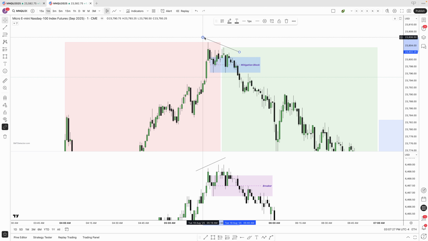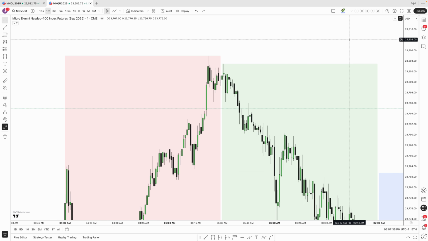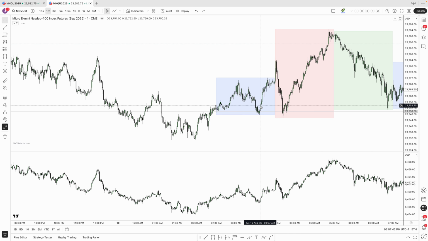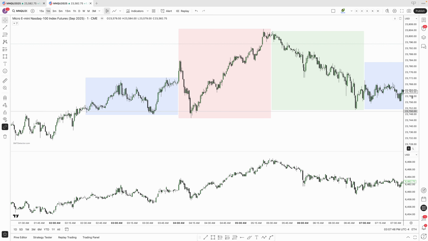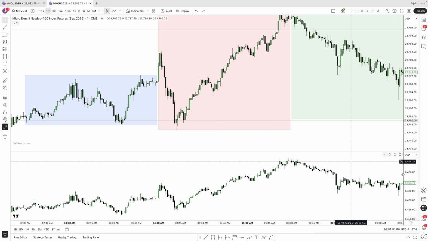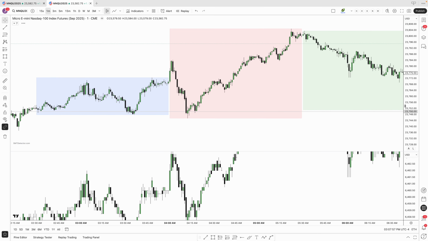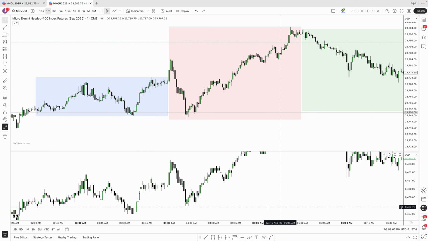Now let's look for another example. Okay, let's zoom out a bit and then let's open up the chart here. See if we can find another example real quick. Okay, so we have an example here where we have a breaker on NQ and a mitigation block on ES. This one's a little larger. Okay, so we're going to go with the mitigation block being up here.